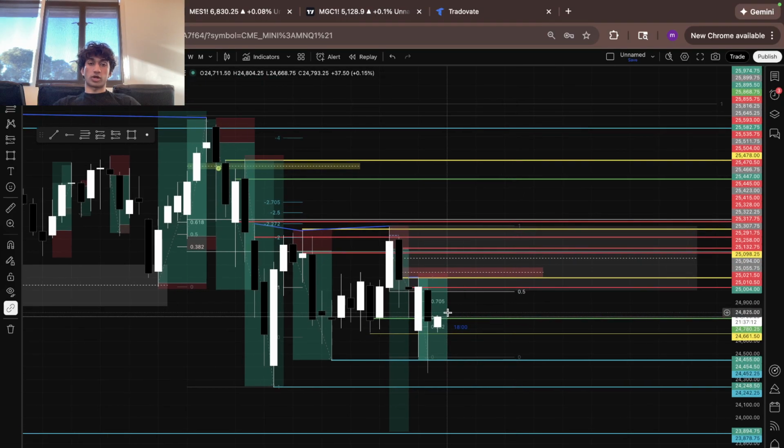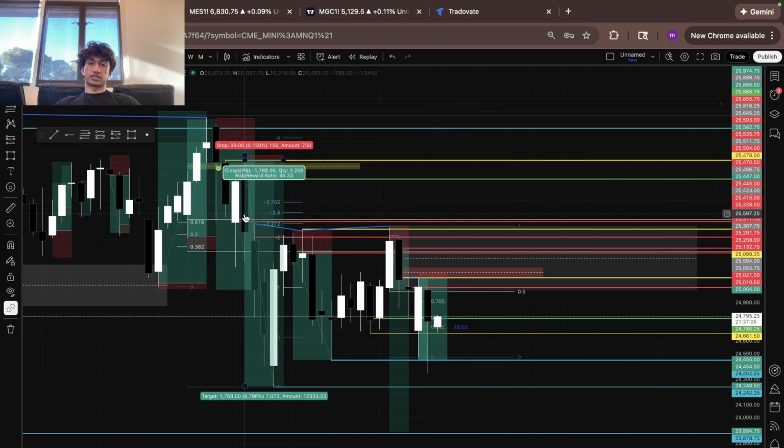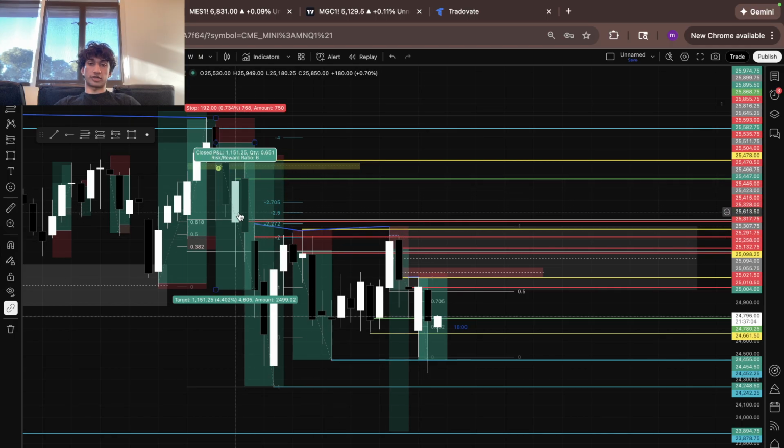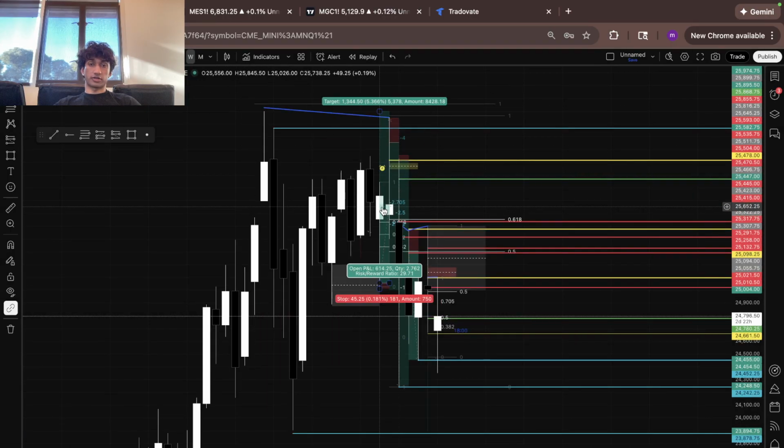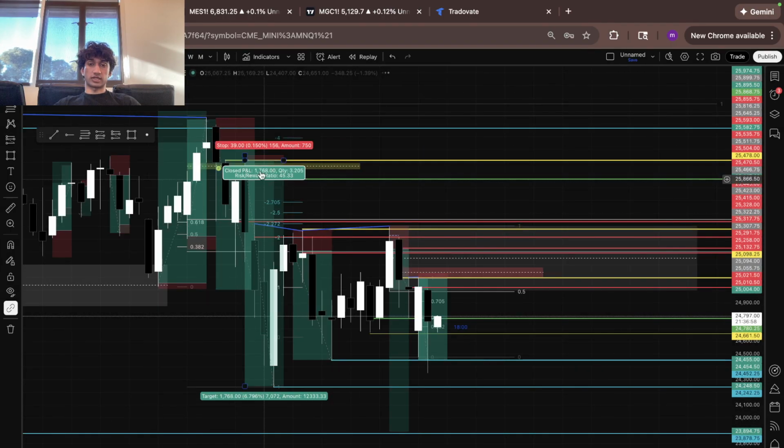So I generally would not be surprised if we're now going to be bullish, retest this order block, not even retest, actually tap into this order block, because we haven't touched this weekly order block right here, this daily order block right here.